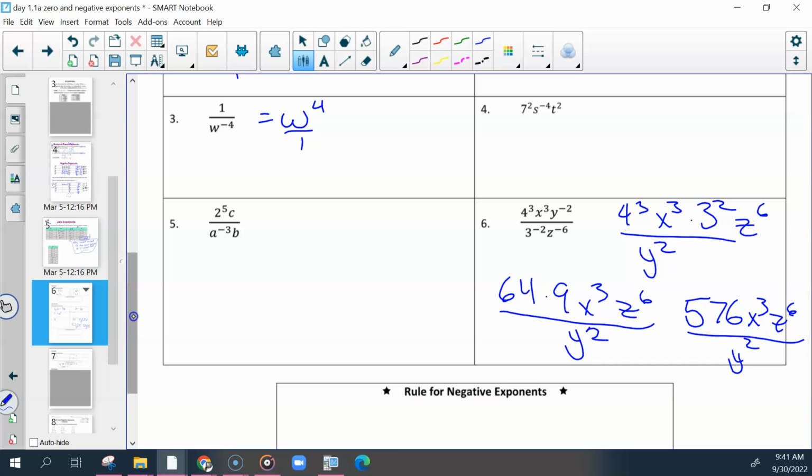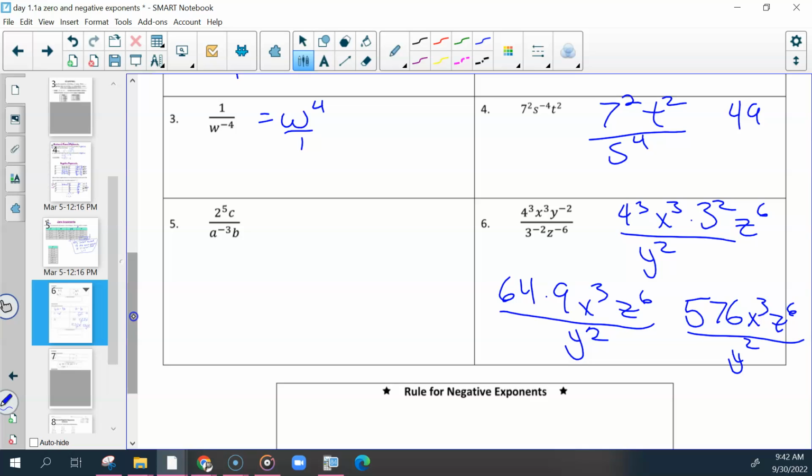Would we like to see 4 or 5? 4. Okay. Number 4. What can be changed? The s. We can also change the 7 squared, but we'll do that later. So if we rewrite this, s is going to get moved to the denominator because it has a negative. So you have 7 squared t squared over s to the 4th. And then our last step would be to actually multiply or do 7 squared.